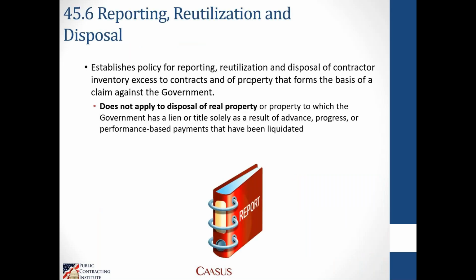So in FAR Part 45.6, there's an entire section that talks about reporting, reutilization, and disposal. It establishes the policy for reporting and what the government's supposed to do and what the contractor's supposed to do in order to find a new home or to rehome property that's remaining at the end of a contract award. It does not apply to the disposal of real property. Real property is handled completely separately outside of FAR Part 45.